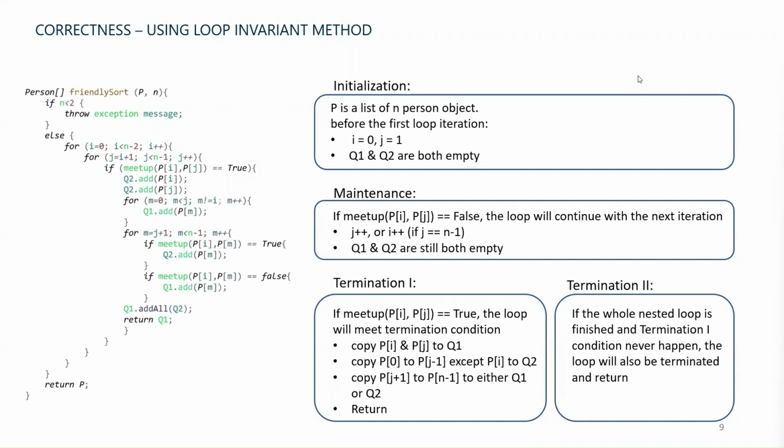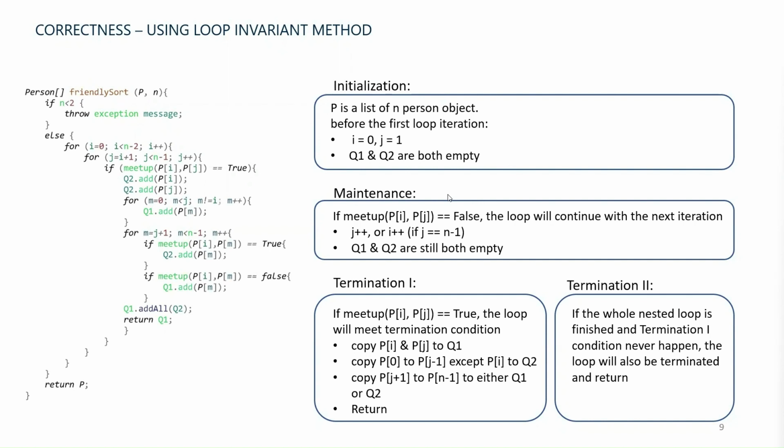Now I will use the loop invariant method to prove the algorithm is correct. Initialization: P is a list of n person objects. Before the first loop iteration, i equals 0, j equals 1, and Q1 and Q2 are both empty.